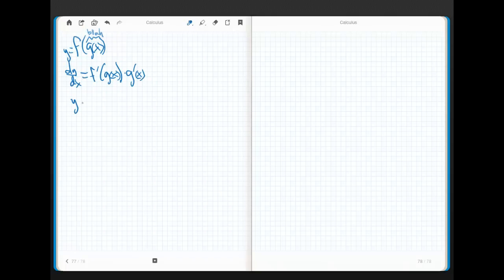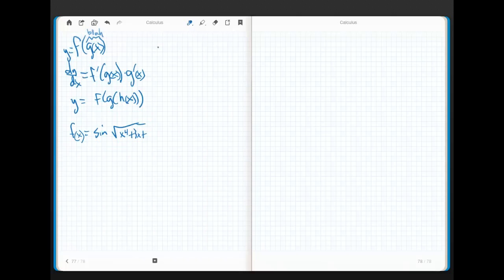Now, what if I have y equals f of g of h of x? Now, don't be intimidated. It looks contrived, but it's really not. For example, what if I have f of x equals the sine of the square root of x to the fourth plus 3x plus 1, just for giggles, right? Now let's look at what happens.